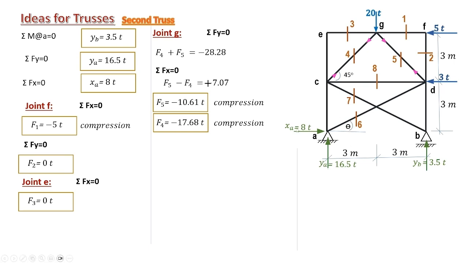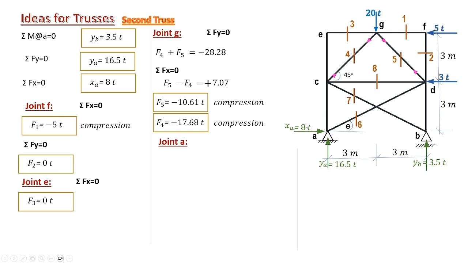We consider joint A, and angle theta must be calculated. Please note that in the same truss you may have various inclinations of members. So member 4 makes an angle of 45 degrees with the horizontal. Member AD makes angle theta with the horizontal, or member 6 makes angle theta with the horizontal. Tan theta is half, 3 over 6, half.